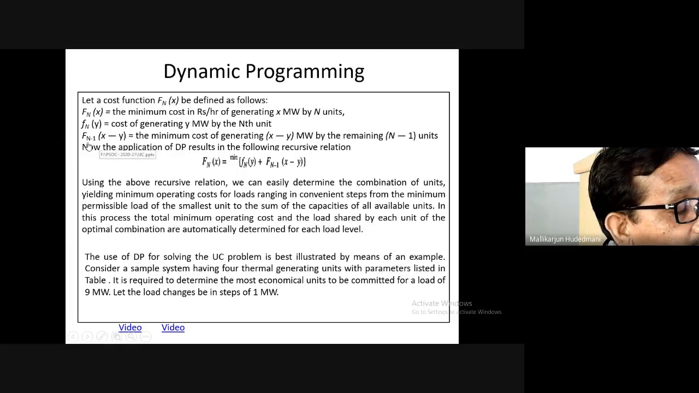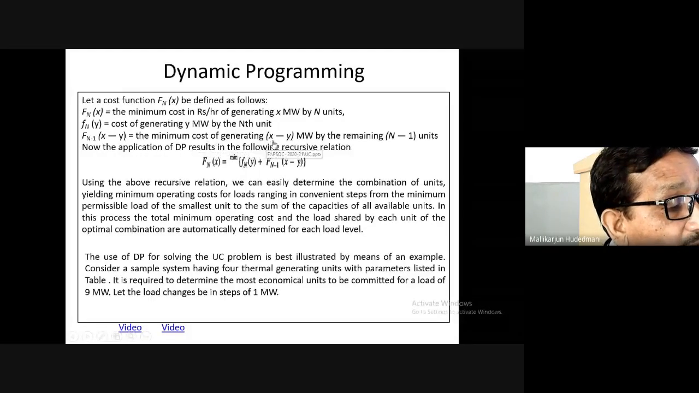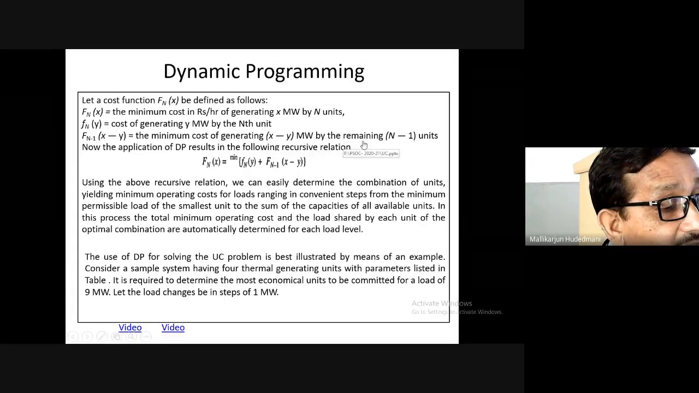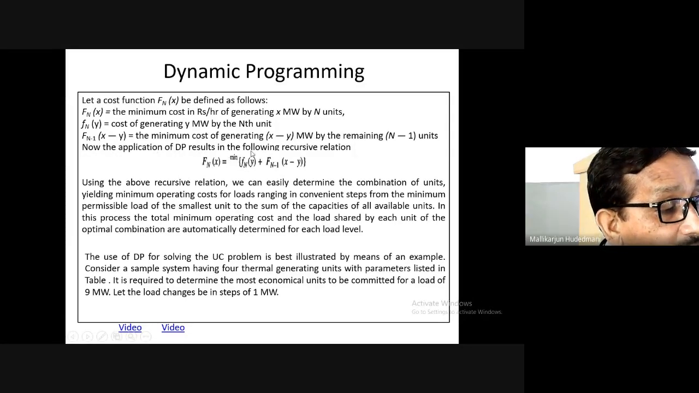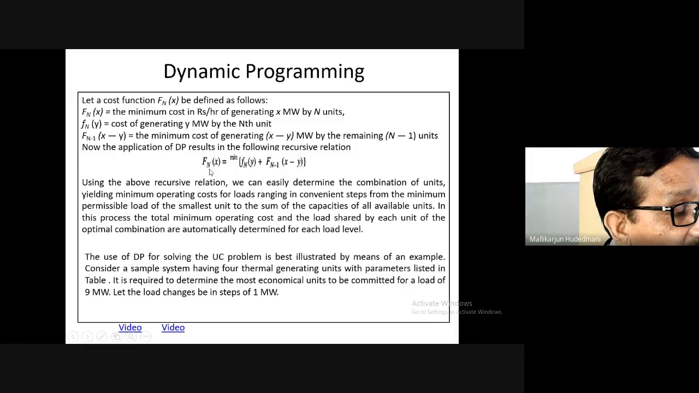You can see, let F N minus 1 of X minus Y megawatt be equal to the minimum cost of generation for X minus Y megawatt by the remaining N minus 1 units. It states that you have taken one decision and N minus 1 decisions are left for you. Now it is applied this way. The application of the dynamic programming method in a recursive relation: the total production cost Fn from N generators for X megawatt is equal to the minimum from a combination of generators.